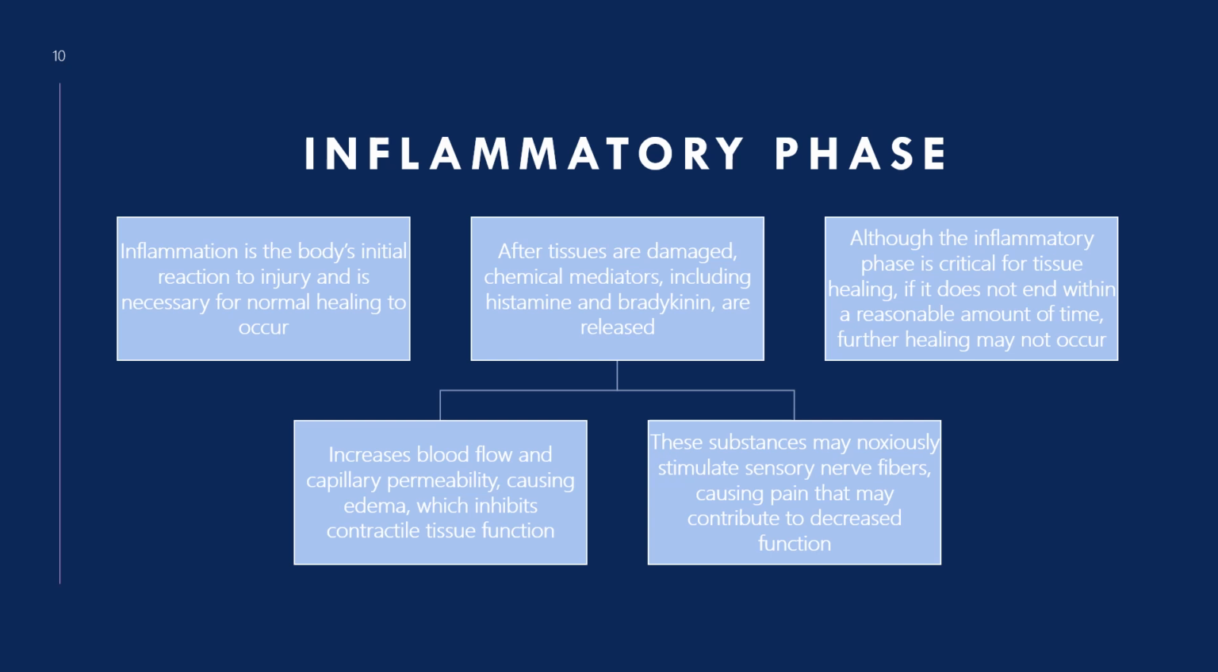This increased permeability allows fluid, immune cells, and proteins to leave the bloodstream and enter the injured tissue. The fluid buildup contributes to swelling and the characteristic heat and redness observed in the inflamed area. Then you have white blood cells, especially neutrophils and macrophages, which are essential components of the inflammatory response. The neutrophils are the first to arrive at the injury site, attracted by chemical signals released by damaged tissues and bacteria. They help combat infection and remove debris.